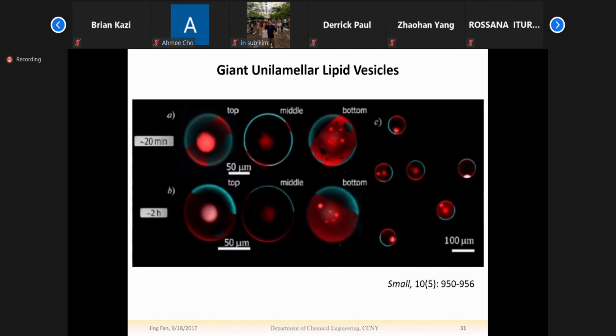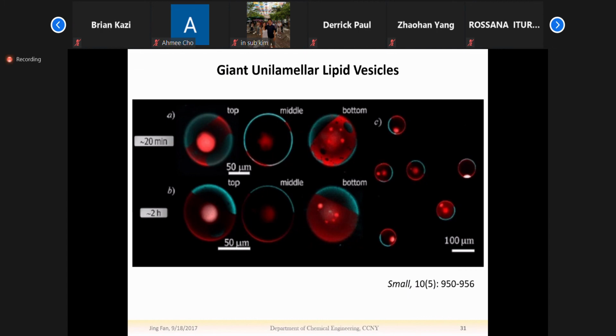This is another example from double emulsion droplets. We can form so-called giant unilamellar lipid vesicles. Basically, these vesicles have a membrane with the same components as the cell membrane. We know that our cell membrane is actually a lipid bilayer, so two layers of lipid molecules.